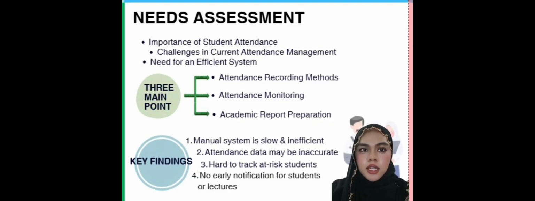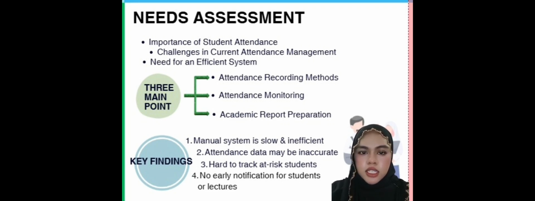The third is that it is hard to track at-risk students. It is also difficult to track students who are at risk of not meeting the minimum attendance requirement. Without an automated system, lecturers may not realize the problem early and students may miss the opportunity to receive timely support. And number 4 is no early notification for students or lecturers.